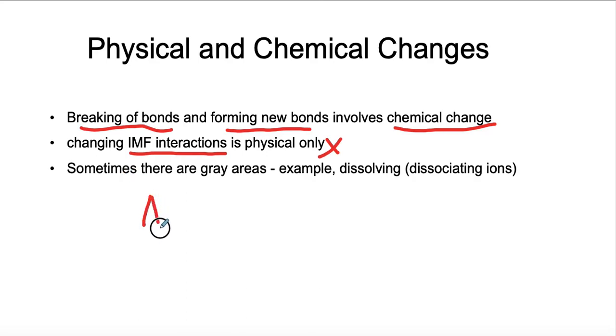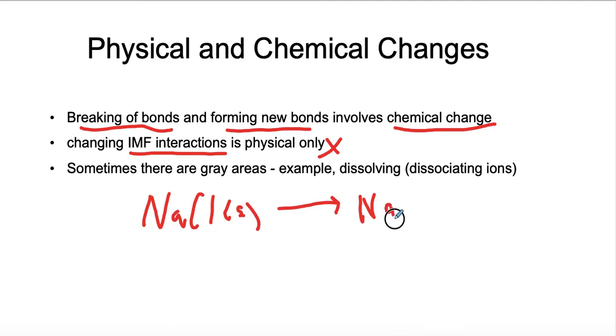There are some gray areas like dissolving. So if I took sodium chloride and I put it into water, then I could represent this by saying Na plus, Cl minus. Now, is this a chemical reaction? No. It's a physical change, but it kind of is breaking up an ionic bond. So it is a gray area. So recognizing some of those things.